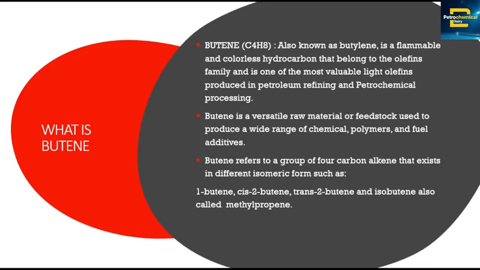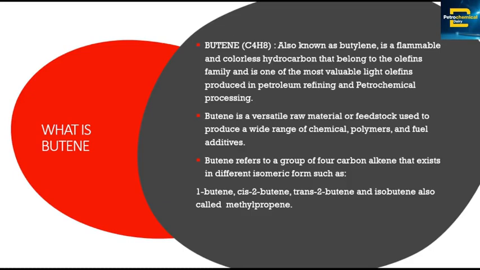Butene is an olefin, which is an alkene with 4 carbon atoms. It exists in 4 main isomeric forms, and each has an importance in the petrochemical industry as feedstock for producing a wide range of chemicals and polymers.